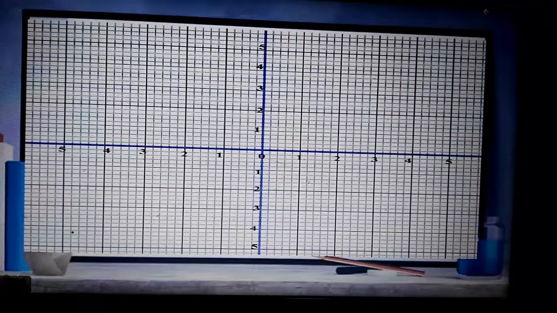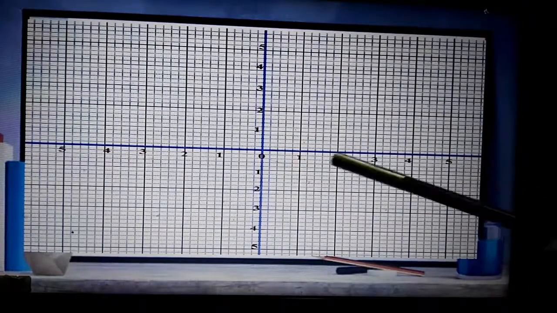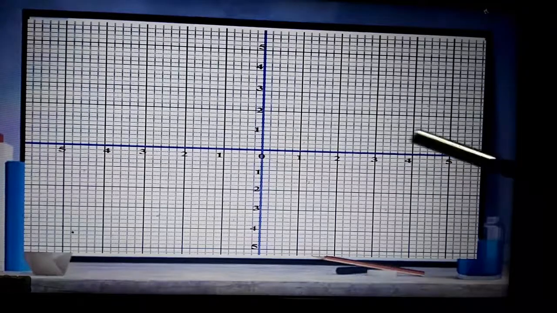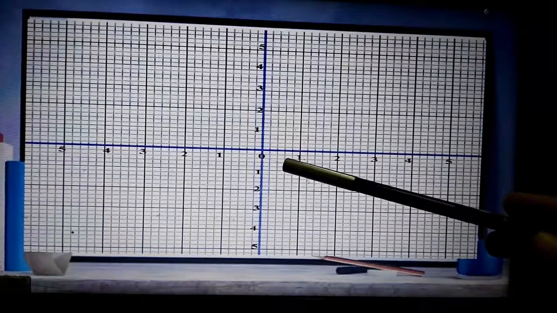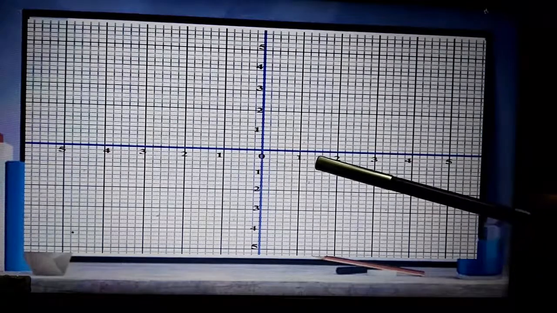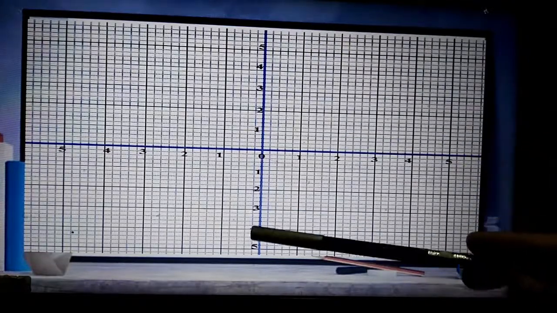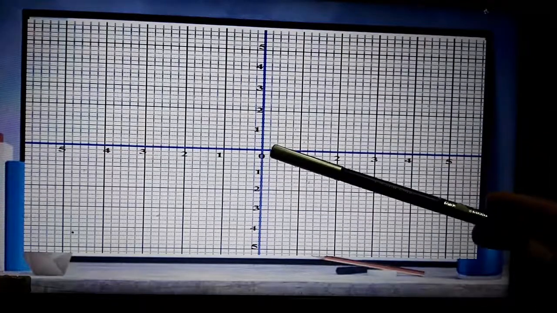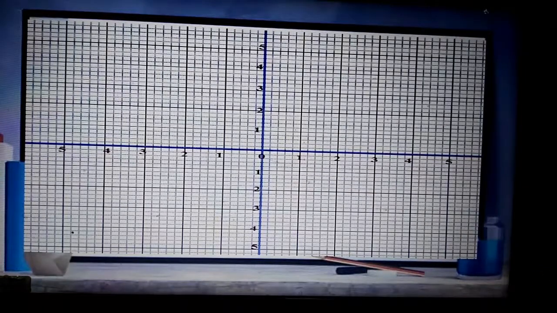Now, this is your Cartesian plane. Here this is the x-axis and this is the vertical y-axis. We have chosen points 1, 2, 3, 4, 5 and so on on the y-axis. Here at the origin, the x point and the y point, both coordinates are 0.